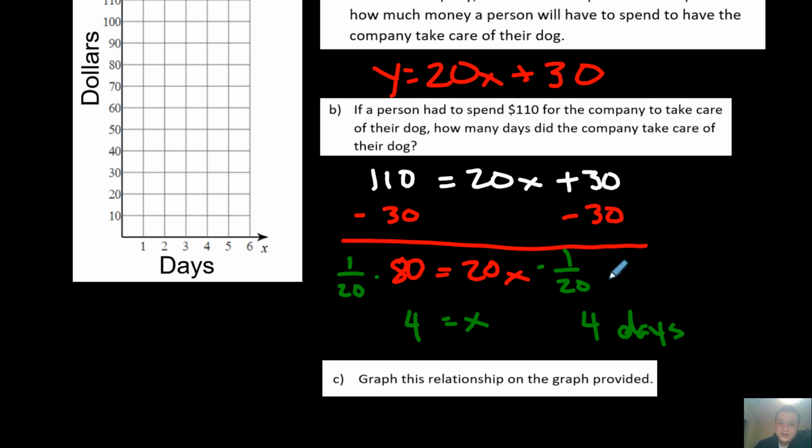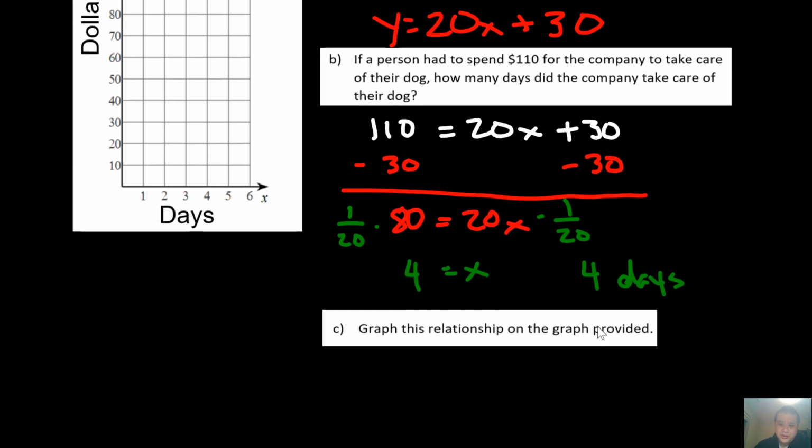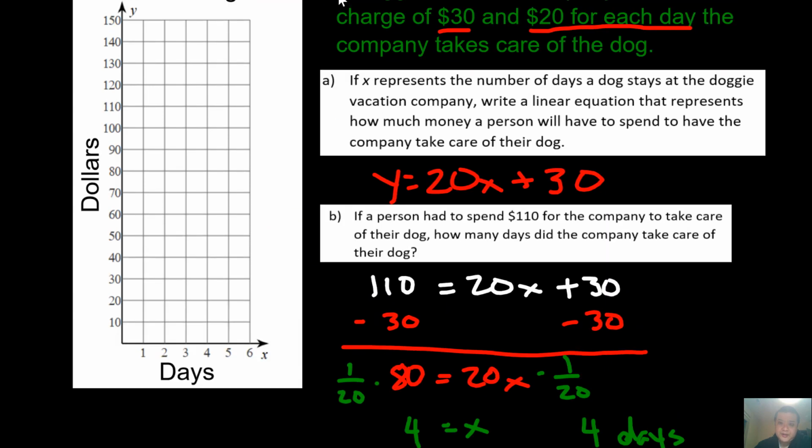Finally, it says we need to graph this relationship on the graph provided. We have a y-intercept of 30, and then we're going to go over 1, up 20 each time because our slope is 20. Over 1, up 20, over 1, up 20, and you can see that our line is going to look just like that.